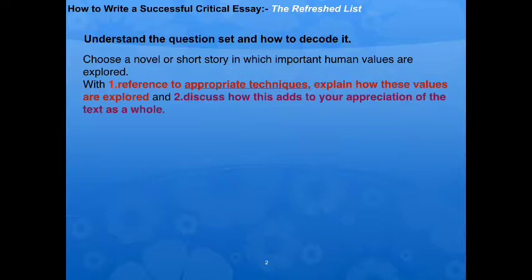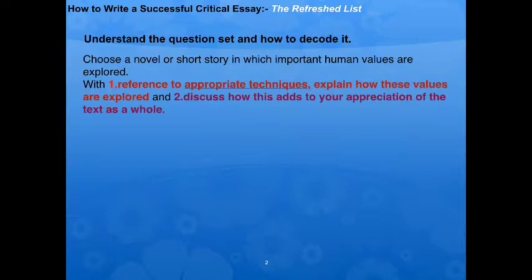So with regards to a particular human value, you are required to explain, to show how the techniques, the writer's techniques, and here we're talking about simile, paragraphing, theme, alliteration, syntax, all these sorts of techniques that we'll have studied within the text. You're to explain how these values are explored. How does the writer explore this human value through the use of these literary techniques?